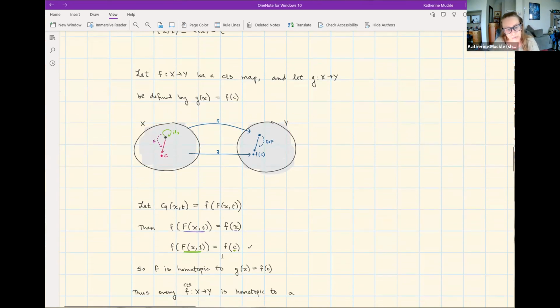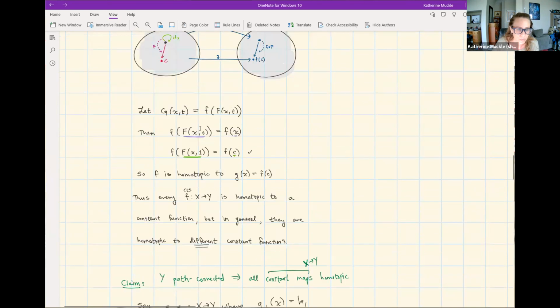So what I'm going to show is that the function f of x is homotopic to the constant function f of c. So I'm kind of going the other way. So that's this homotopy here. Again, everything is continuous because capital F and f are.